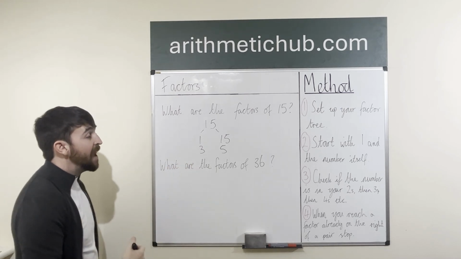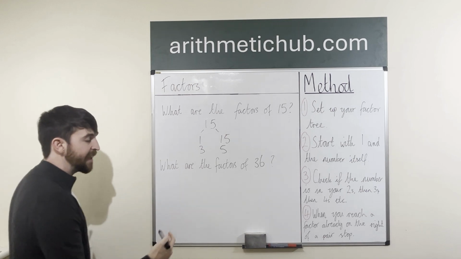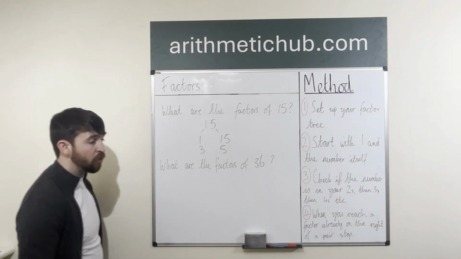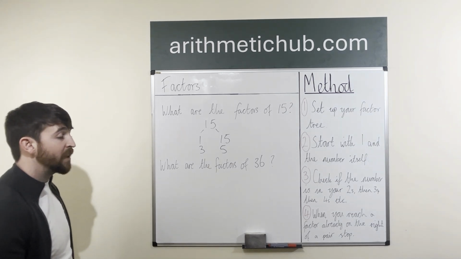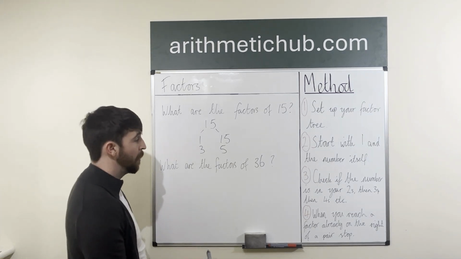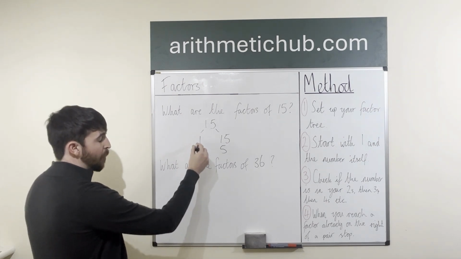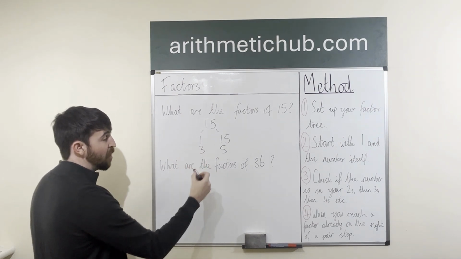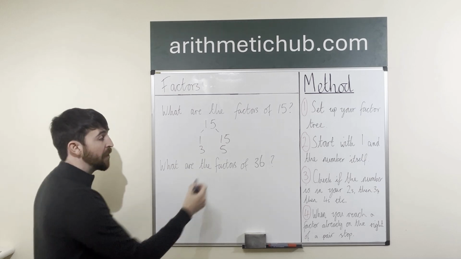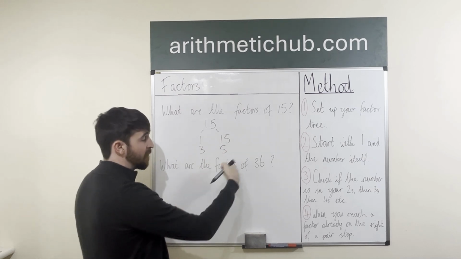No, because it's odd. Is it in the 5 times tables? Yes, it is. And this is where part 4 comes in over here. When you reach a factor already on the right of a pair, we need to stop. So, I've said in my 1's, not in my 2's, in my 3's, not in my 4's, and in my 5's. But now, I've got my 5 is already on the right-hand side.